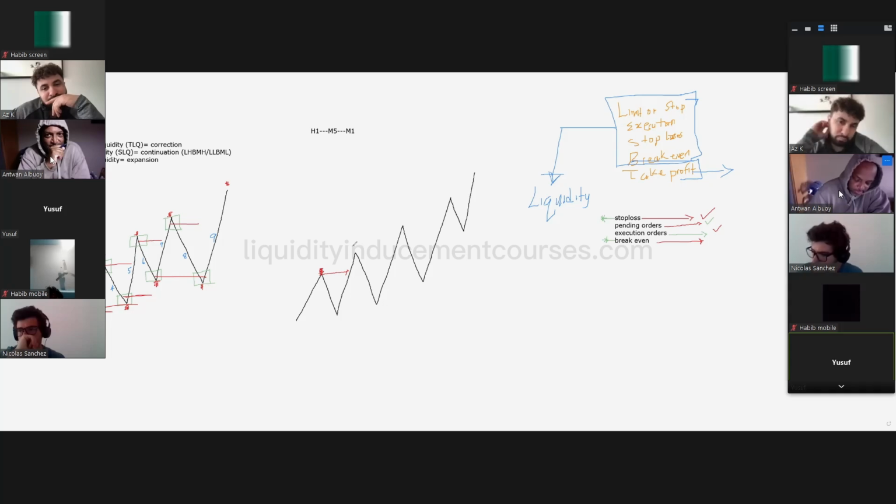Now, here again, transactional liquidity taken, we expect a correction. Transactional liquidity taken, we expect a correction. Transactional liquidity taken, we expect what? A correction.